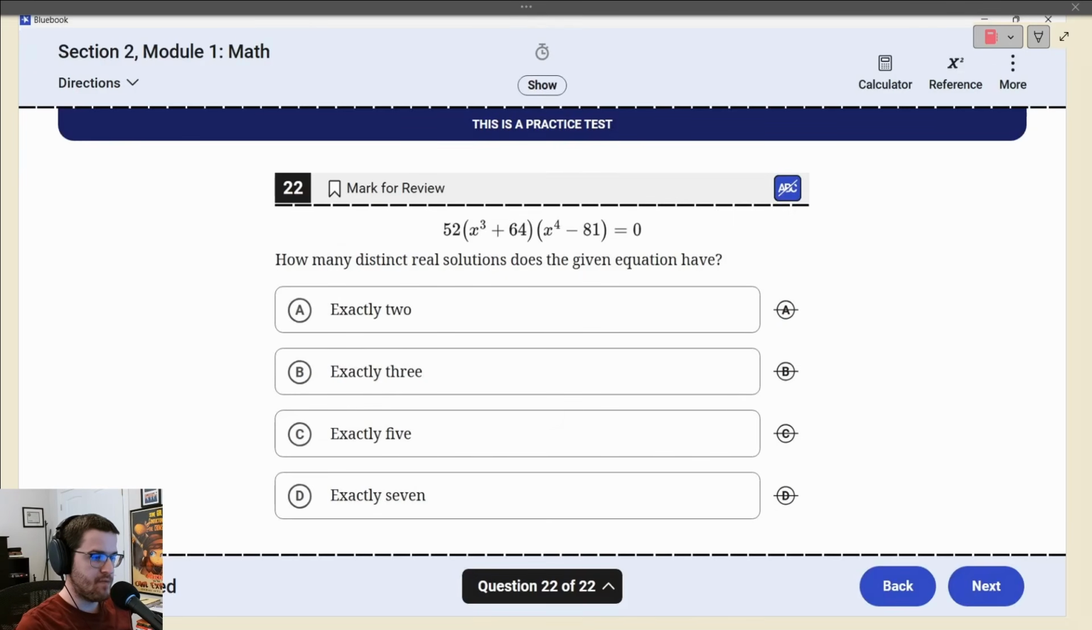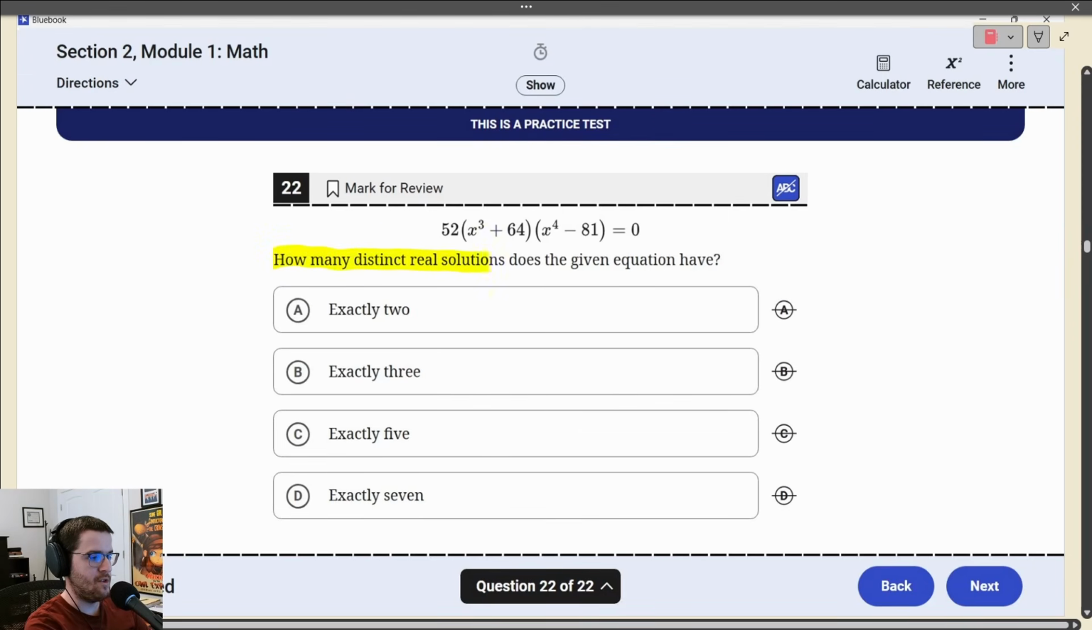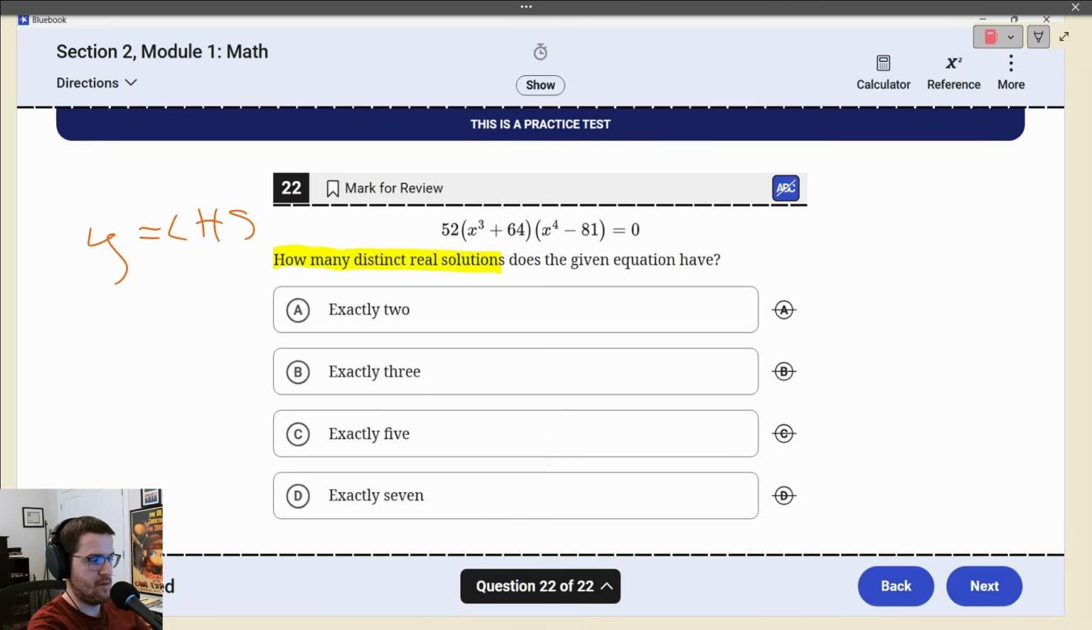Okay, question 22. The Desmos way is like a bajillion times easier, so we're going to open with that on this one. We're going to do things a little bit differently. Whenever you see it mention, as I said before, how many solutions, we're going to go to Desmos and we're going to do y equals left-hand side, y equals right-hand side. So let's go do that.